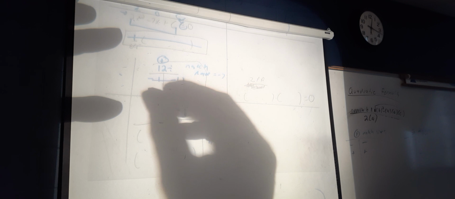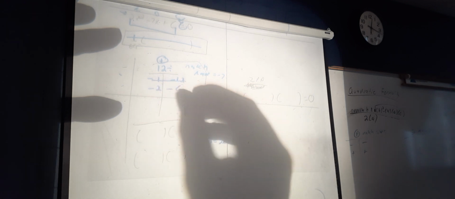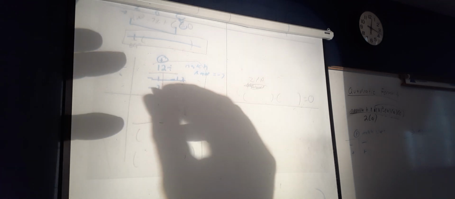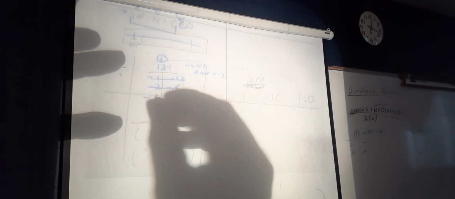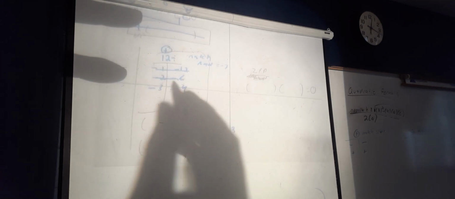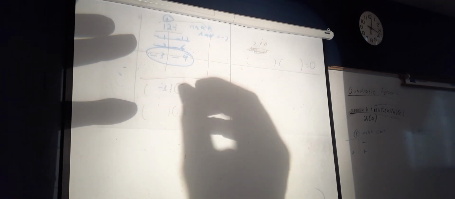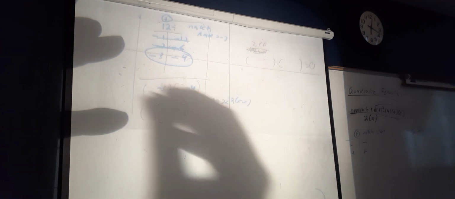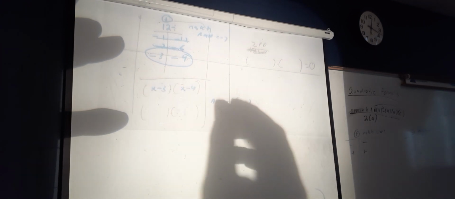12 divided by 1 is 12. That does not add to negative 7. 12 divided by 2 is 6. Negative 2 plus negative 6 is negative 8. 12 divided by 3 is 4. So negative 3 plus negative 4 gives us negative 7. So that's not your answer, but that's the numbers you're going to put down here. Minus 3, minus 4.